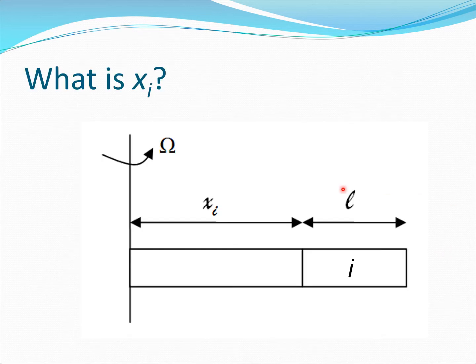So again we will spend a little bit of time in figuring out how we get that particular matrix. So again, just to review, remember if you are at i here, the length of this is L, then the left edge of this element is xi from the root.